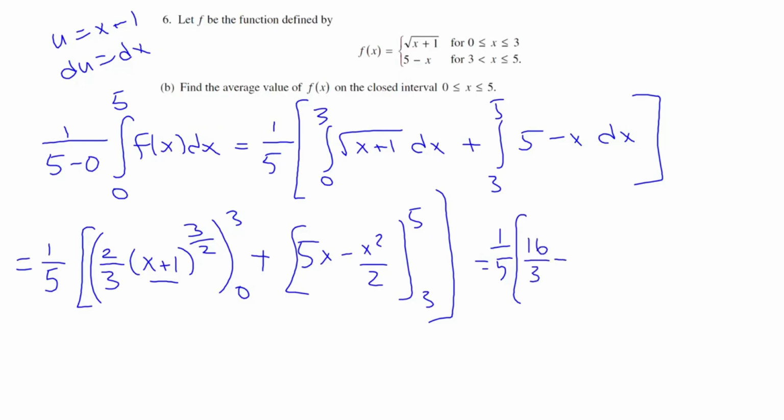And then minus when we plug in 0. 0 plus 1 is 1. 1 to the 3/2 is 1, and multiply it by 2/3. So 2/3. And then we'll add to that what we get when we plug in 5 to this other one.